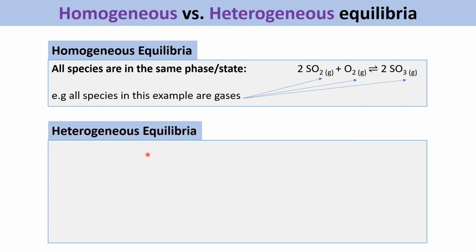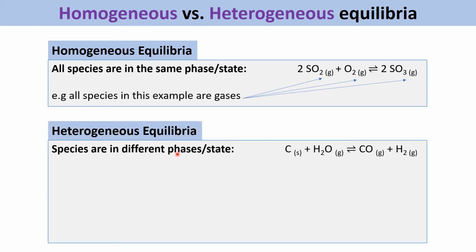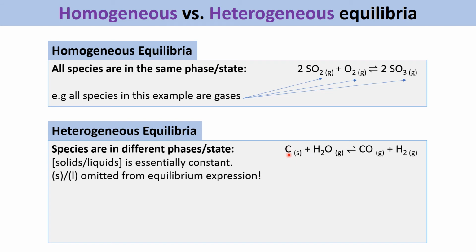A heterogeneous equilibria, therefore, is an equilibrium where the species are in different phases or states. So we can see here that these three are gases, but this one here is a solid. Okay, we've got a solid here in the form of the carbon. Now, if you've got a solid or a liquid in a reaction, its concentration, square brackets there, is essentially constant because the particle density is so extreme that it must remain the same in comparison to species that are aqueous or gaseous.